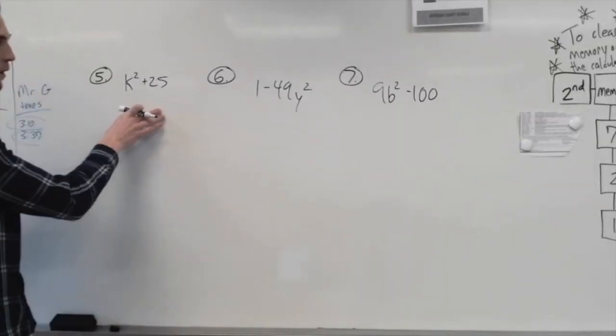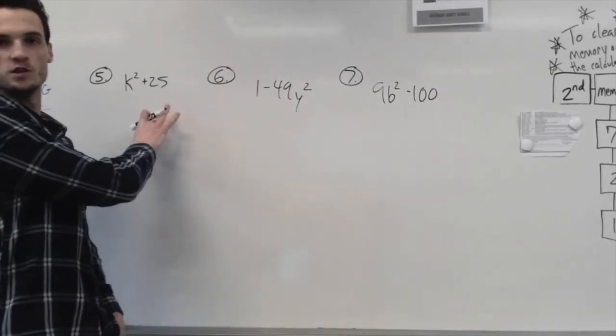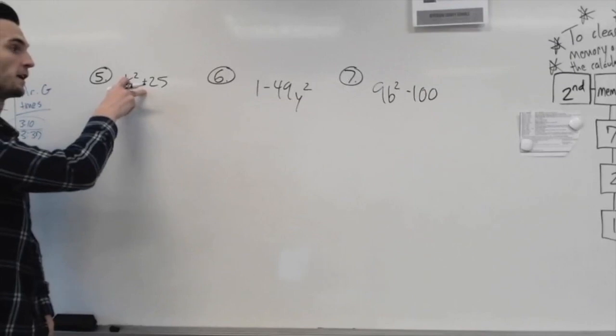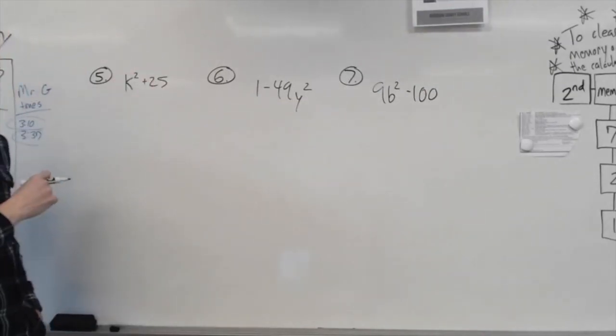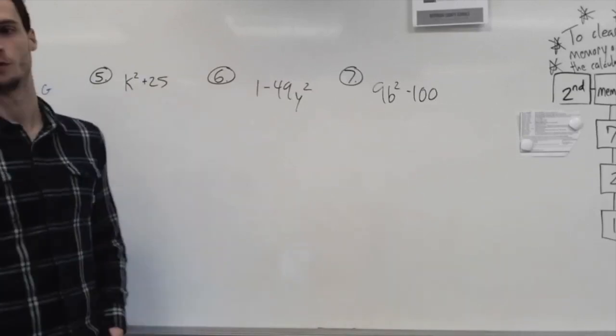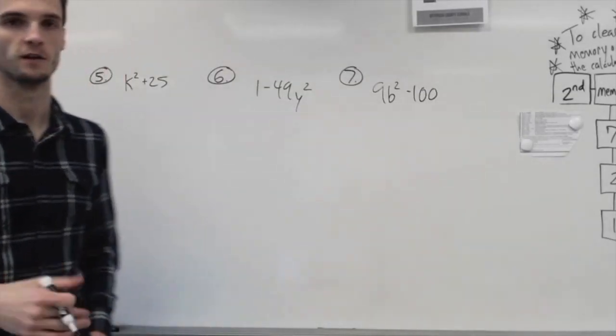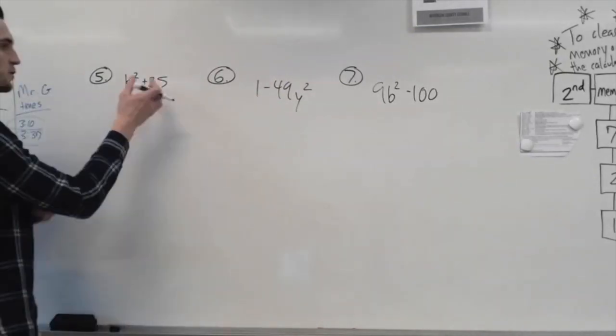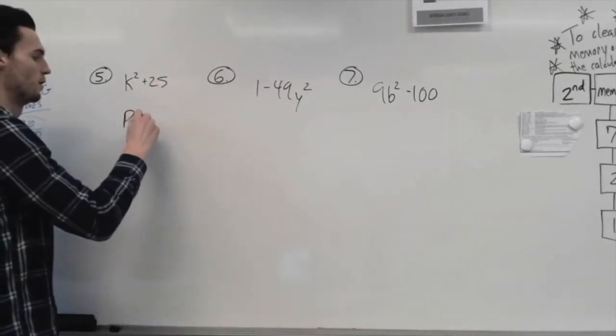On number 5, one of the rules was that you have to check for a subtraction sign. So checking for a subtraction sign, and we don't have one. So this one is, we're not going to be able to factor it with a difference of squares because it's not a difference of squares. Difference literally means subtraction. So this one is just going to be prime.